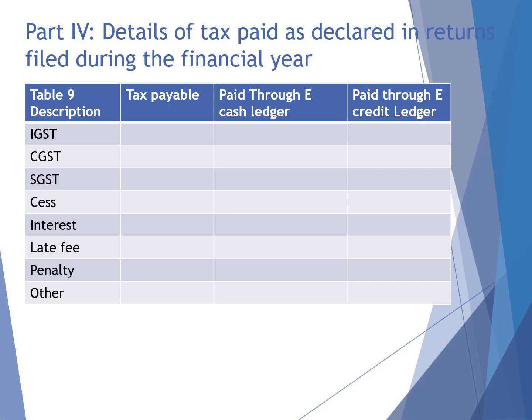In Table 9, while reporting the details of the tax payable, we have to ensure that the details reported in Table 4 of GSTR 9 are in line with the total tax payable. And another important point is that the amount of tax paid in cash, as reported in this table, must match with the actual cash payment.